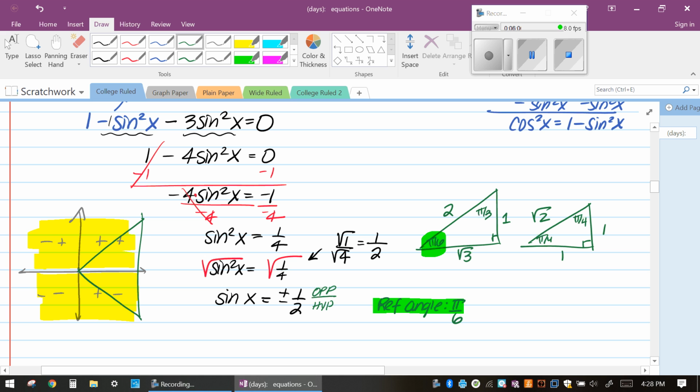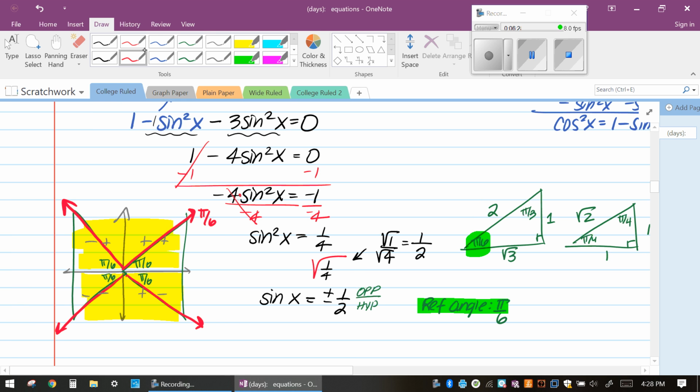So since I'm looking at all 4 quadrants and I have a reference angle of pi over 6, I need to find all of these. So this is 1 pi over 6. This is 1 pi over 6 away from 1 pi. So this would be 6 pi over 6. This would be 0, aka 12 pi over 6, the full rotation. So this would be 5 pi over 6. 1 pi over 6 past 6 pi over 6 would be 7 pi over 6. And 1 pi over 6 before reaching 12 pi over 6 would be 11 pi over 6.